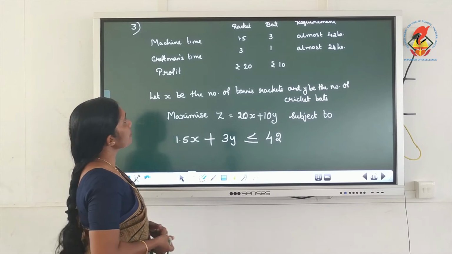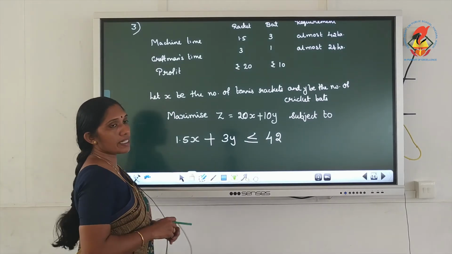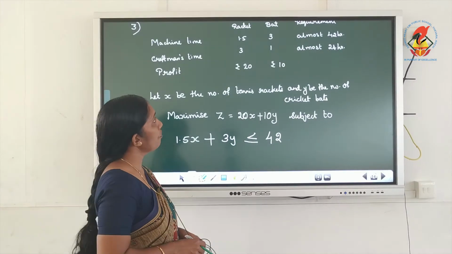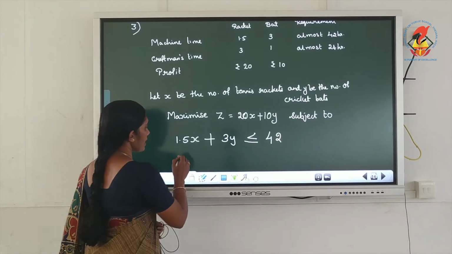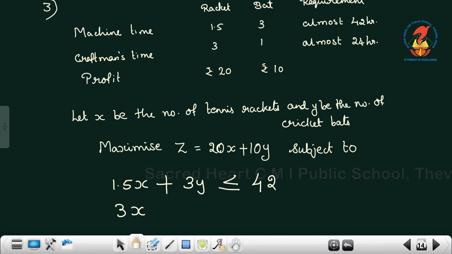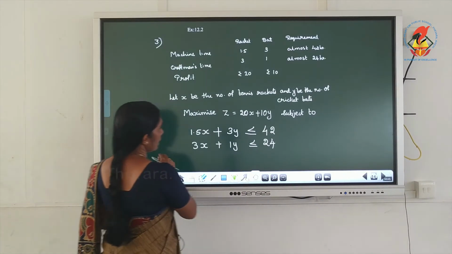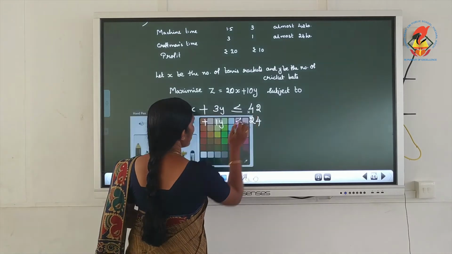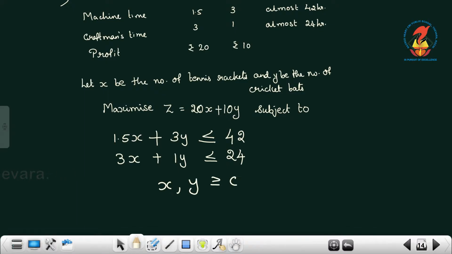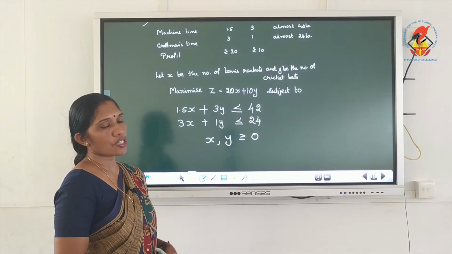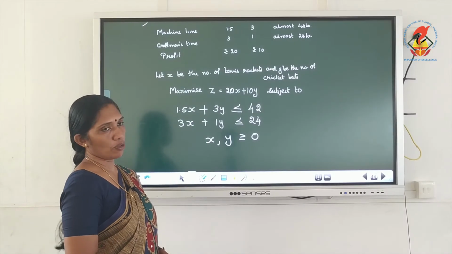Now the same way for craftsman time. For one racket the time is 3 hours and for one bat 1 hour. So for x rackets 3x and y bats 1y, the total should be less than or equal to 24, given that the availability is 24 hours. And what do we have to write? For all these types of questions, we write x and y greater than or equal to 0, the non-negative constraints. Now we have to solve it graphically and find the solution.